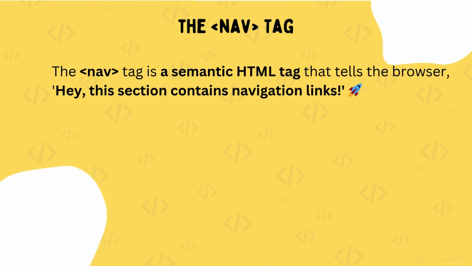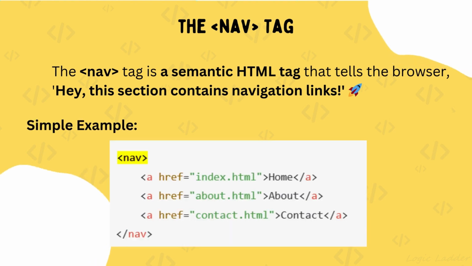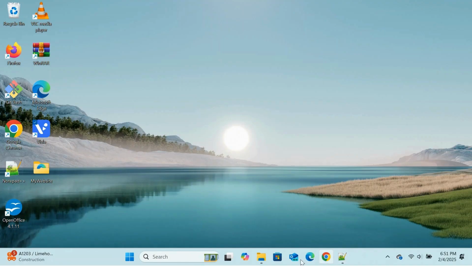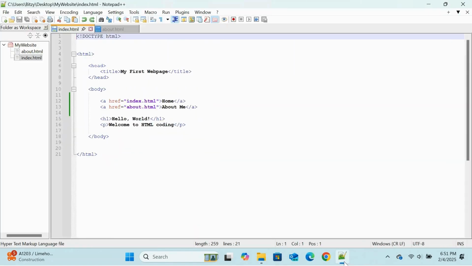We just learned how to create links using the anchor tag, but when we want to group multiple links together, like a menu or navigation bar, we use the nav tag. It tells the browser that this section contains navigation links. Just encapsulate all your navigation links inside nav tag to create a navigation bar. Let's encapsulate our anchor tags in nav tags for better structure of our HTML pages.